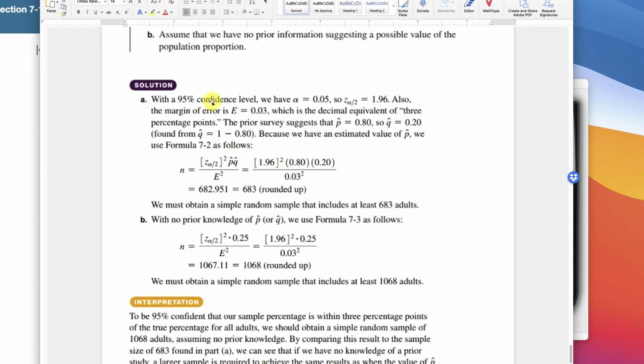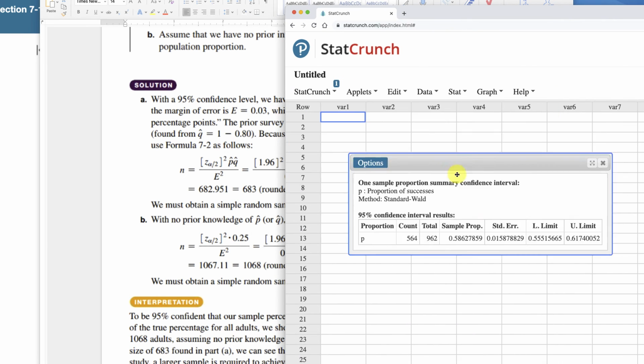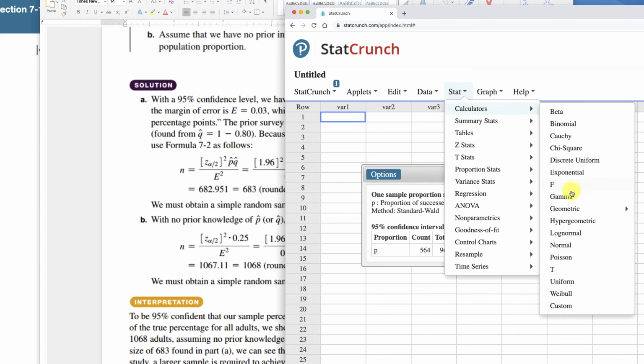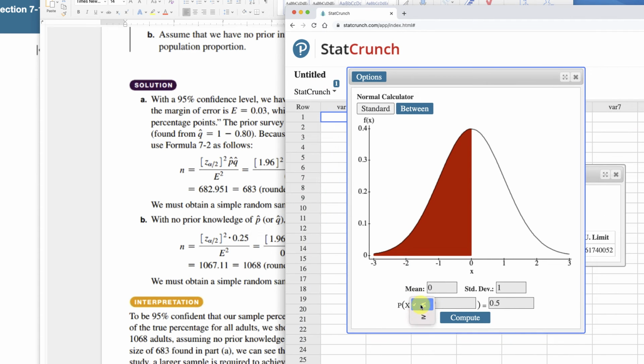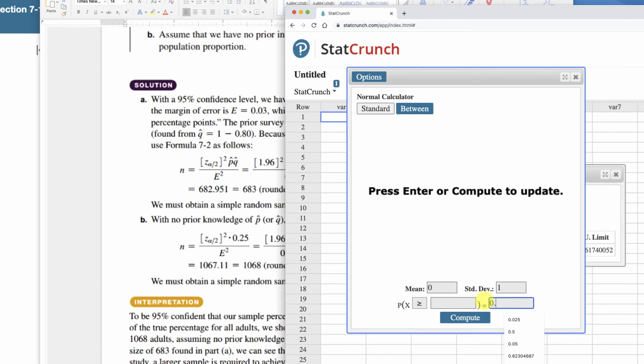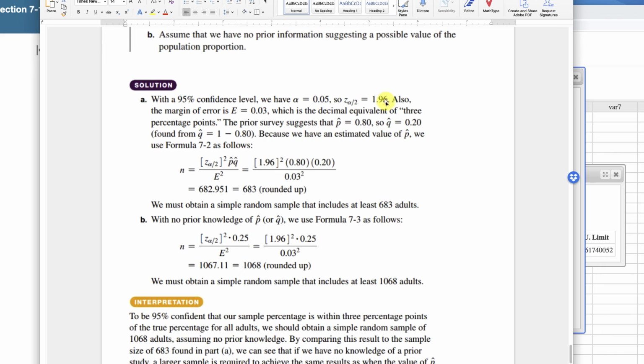Solution 1, with a 95% confidence, that's 1.96 for our critical value, right? Alpha is 0.05, divided by 2, you get the 0.025, right? You come in here, if you don't remember how to do it, it's the normal calculator, and 0.025, and that gives us our 1.96. It's in that table. The margin of error is 3%.